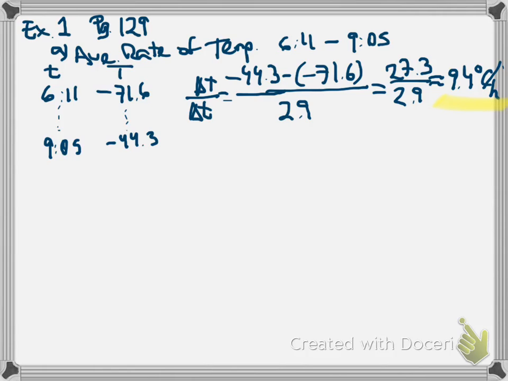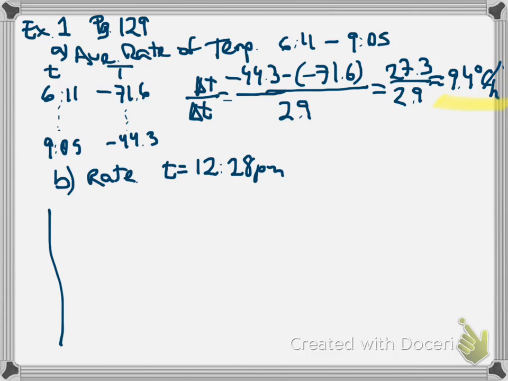Now let's do letter B. You have to use figure 3 to estimate the rate of change at t. That was letter A, this is letter B. To estimate the rate of change at, and we are estimating using the table or the graph, the rate of change at t equals 12:28 p.m. And we have a graph, something like that.